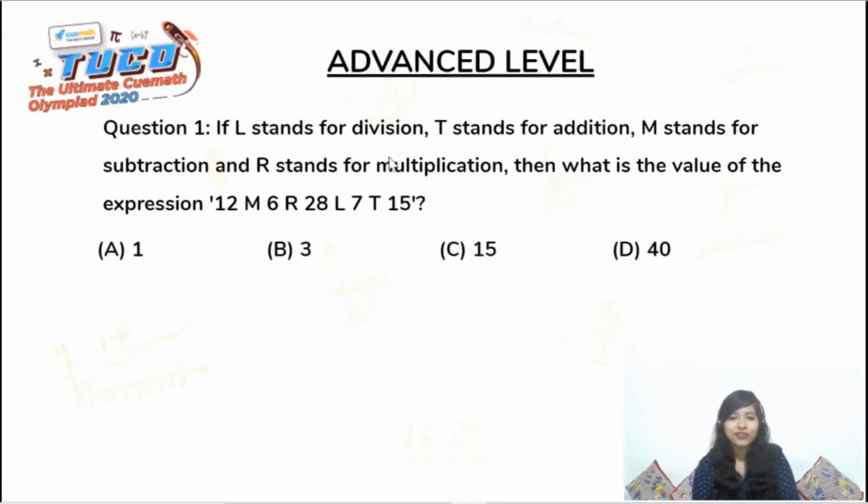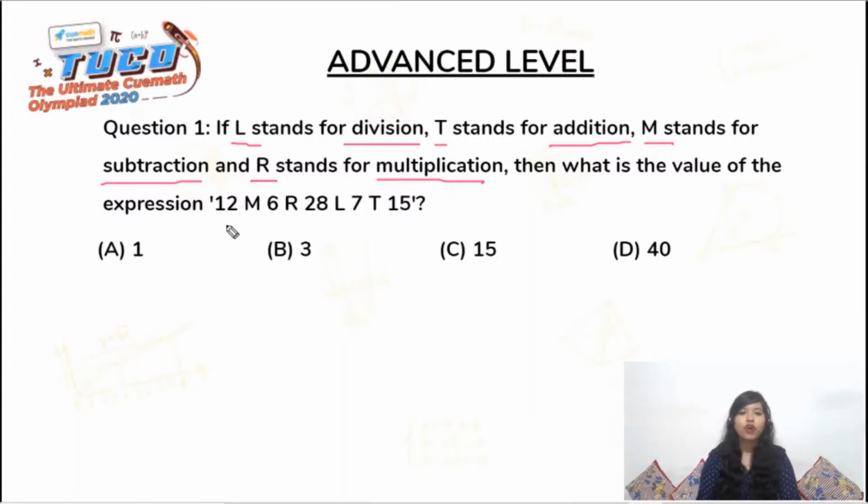If L stands for division, T stands for addition, N stands for subtraction, and R stands for multiplication, then what is the value of the expression 12M, 6R, 28L, 7T, 15?